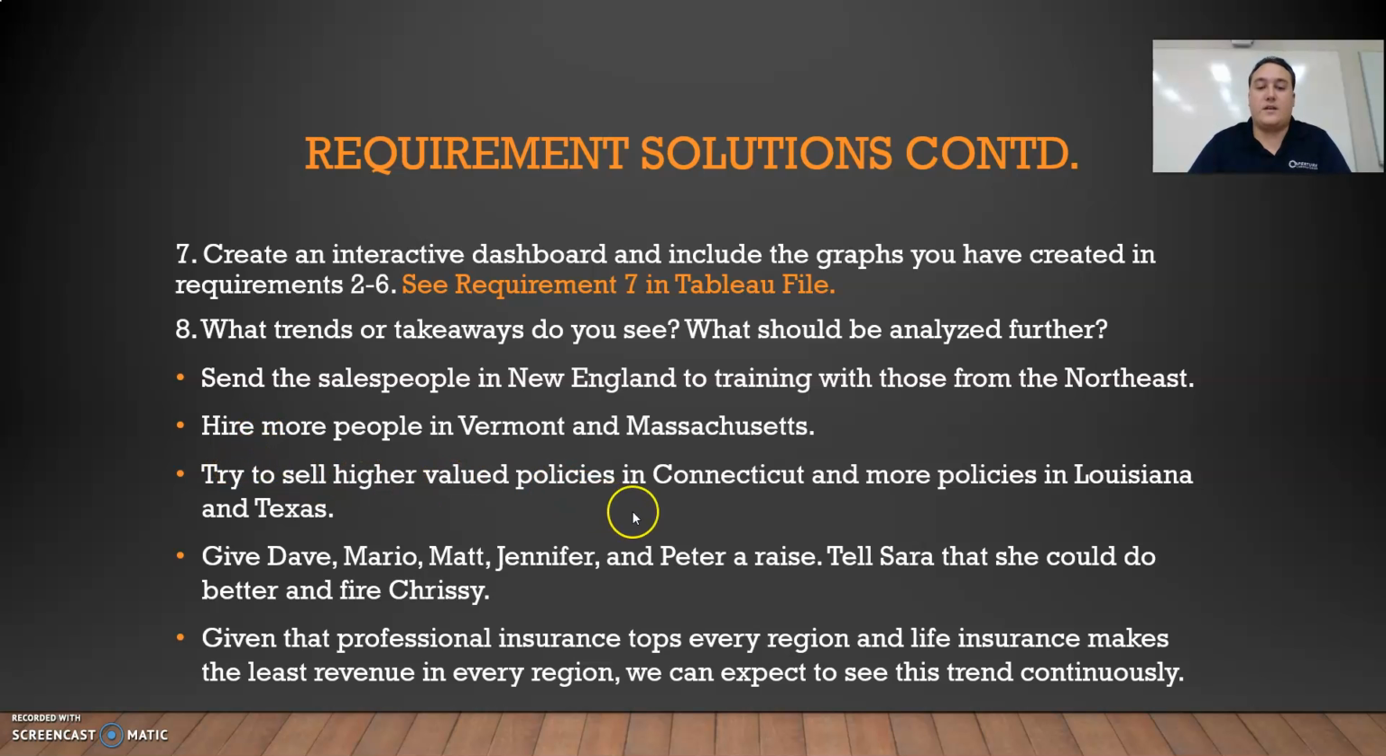Try to sell higher valued policies in Connecticut and more policies in Louisiana and Texas. So if you look at the chart, there was only 1,200 or something sales in Louisiana. If they got that up to the same number as New York, then they would be doing a lot better in Louisiana and Texas, which are at the bottom of the list because they had fewer sales, and which makes way less money.